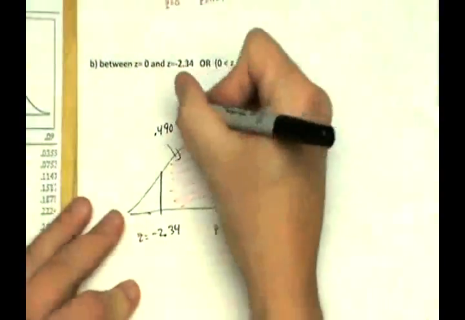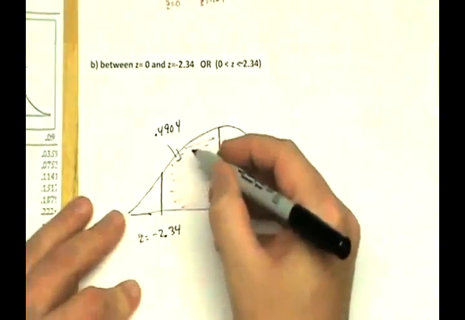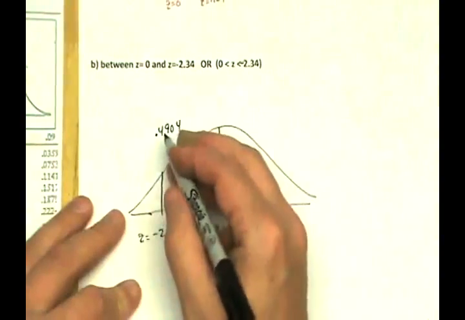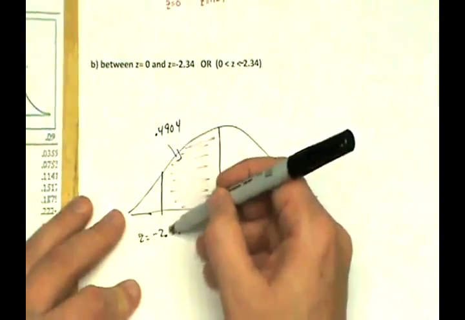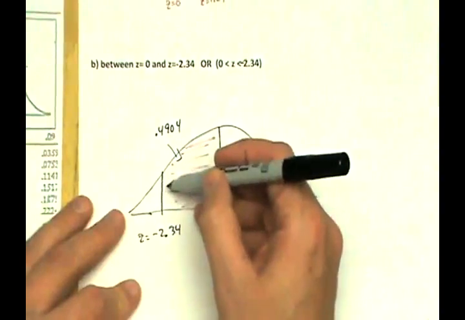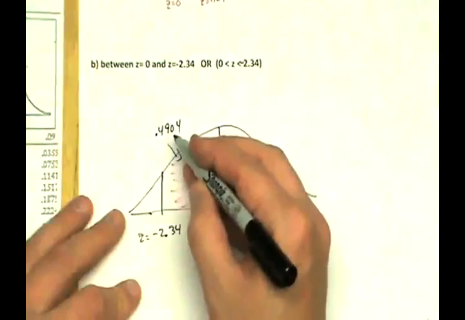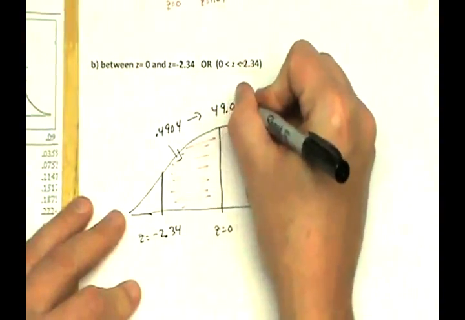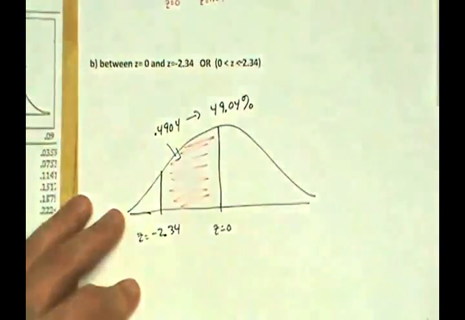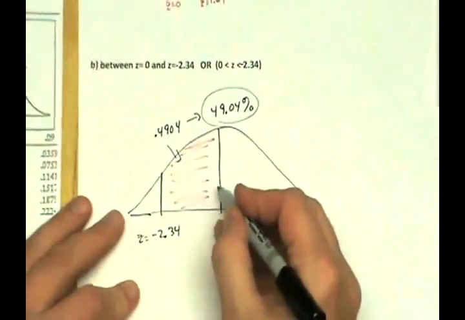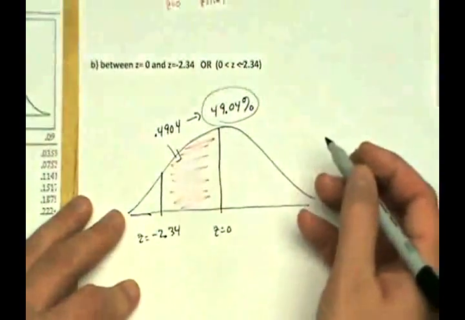Now remember, that's area, and area cannot be negative. So just because the z-score is negative, don't make that negative, because you can't have a negative area. What that negative on the z-score means is this area is left of the mean. But the area is 0.4904. And again, that's the probability, and then we turn it to a percentage by just writing 49.04%. So that's the percentage of things that lie between z equals 0 and z equals negative 2.34. Okay, so let's do a few more.